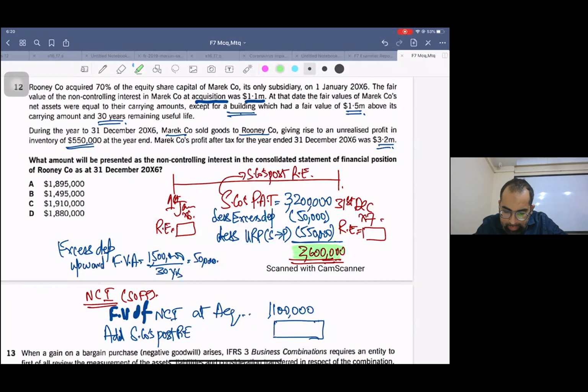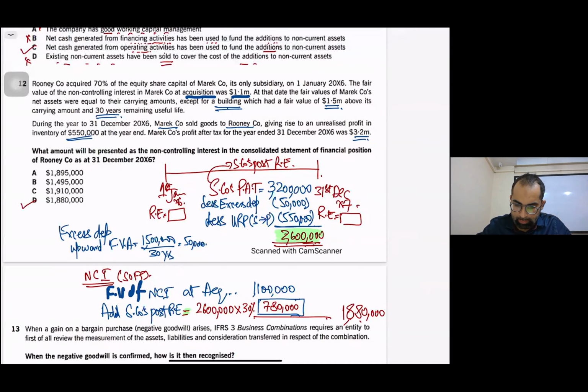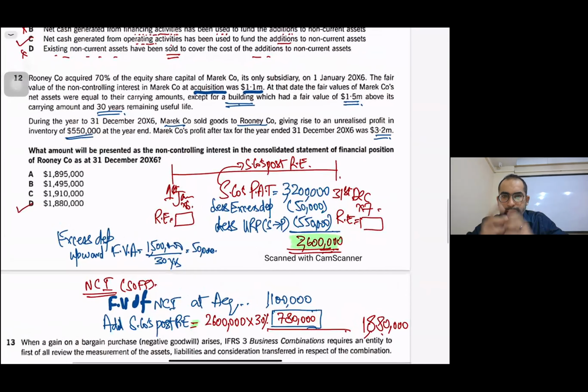Now, this is the very famous formula of NCI: fair value of NCI at acquisition, add S company's post profits, multiplied by NCI holding percentage. In this question, the holding percentage is 70%, so NCI is at 30%. So 2600 times 30% is how much? It is 780,000. Now, can anybody tell me what the total is? 1880. Yes, 1,880,000 is the NCI for the non-current section. I hope you guys got it.